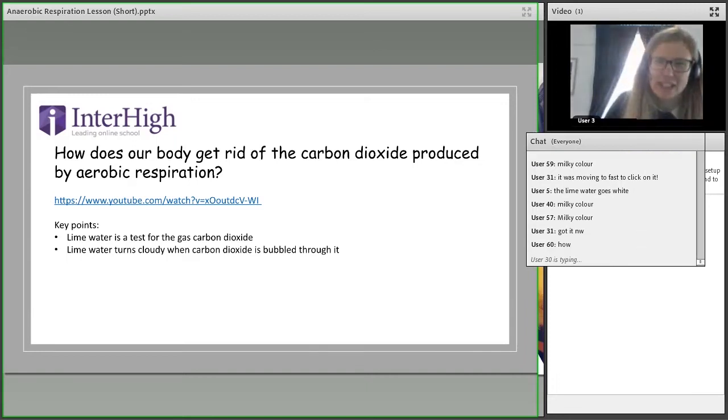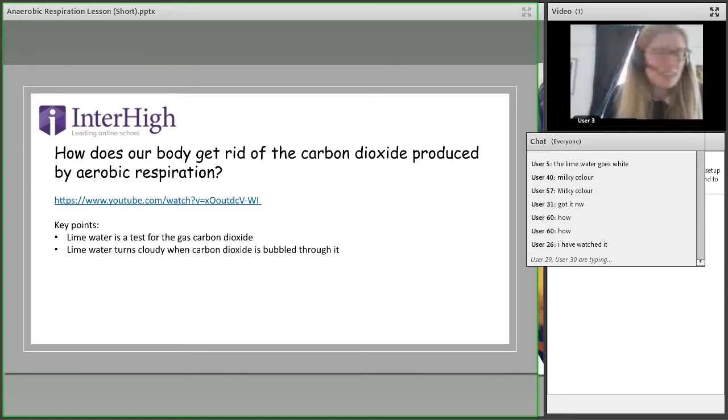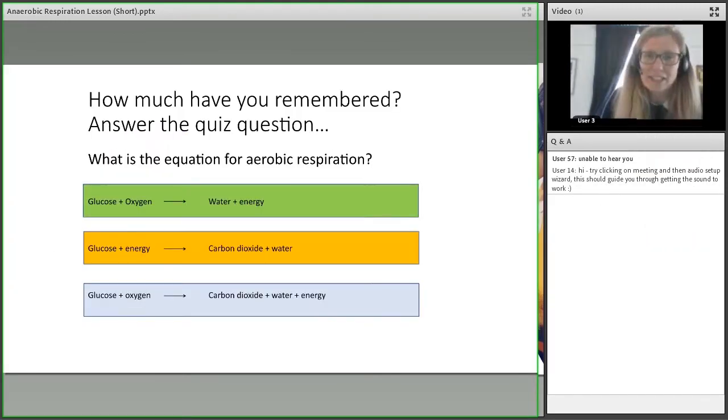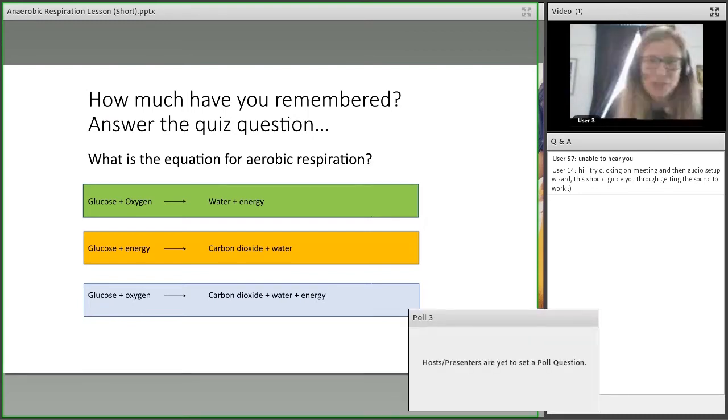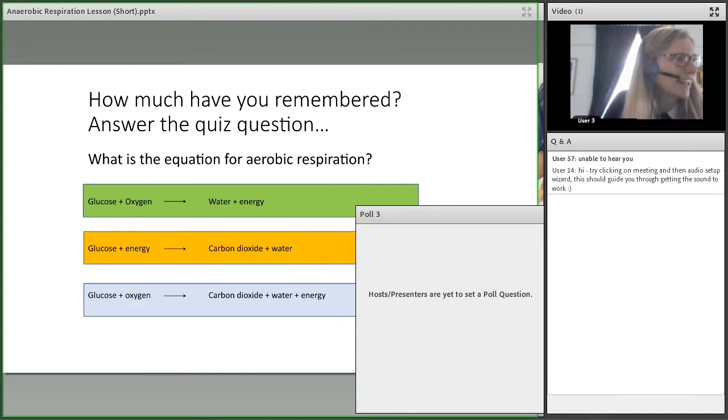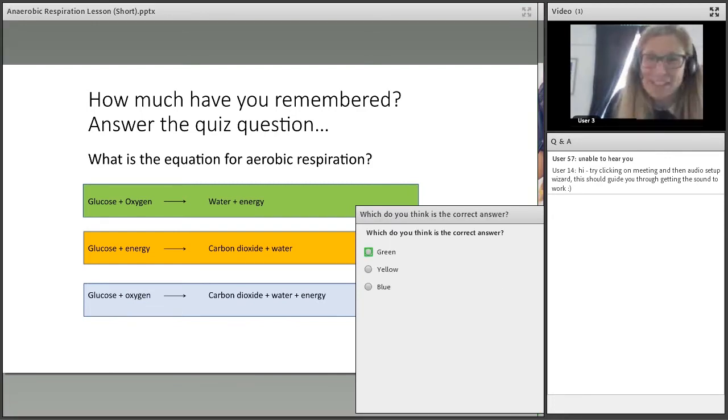So hopefully some of you have seen. So yeah, the lime water turned a milky colour, didn't it? So there we've got proof of the fact that we're getting rid of carbon dioxide. The lime water is a test for that gas, and we can see that that lime water turns cloudy when the carbon dioxide gets bubbled through it. Sorry, Tracy, if you hover over the clip on the screen, it should also work. Okay, hopefully everybody had a chance to have a little look at that clip and to see that there is proof that when we breathe out, carbon dioxide is being produced, and that there is evidence for that because we can turn the lime water cloudy.